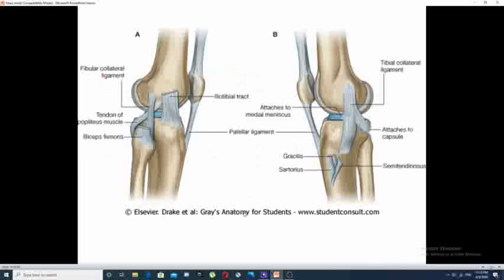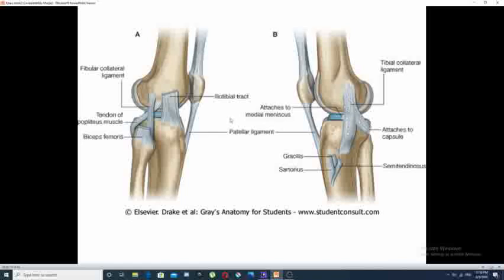This figure illustrates for us the extracapsular ligaments. If you look at this figure, this is a lateral view of the knee joint. You can see anteriorly the ligamentum patellae or patellar ligament, and you can see here the lateral collateral ligament. From this medial view of the knee joint, you can see the ligamentum patellae anteriorly and here the medial collateral ligament.